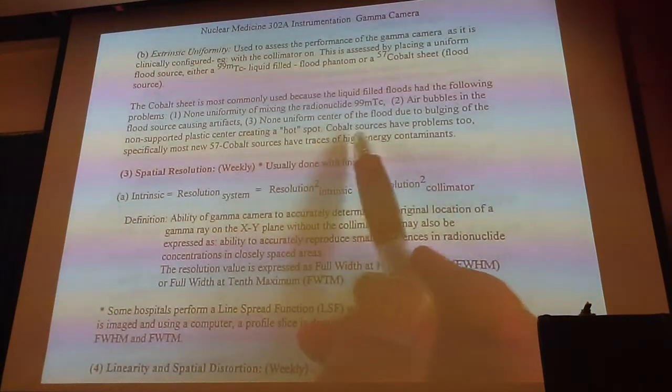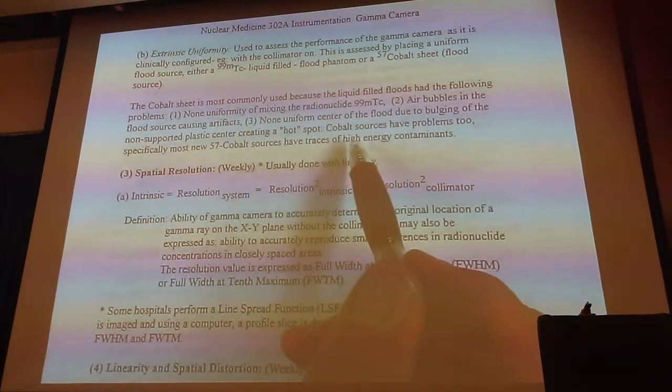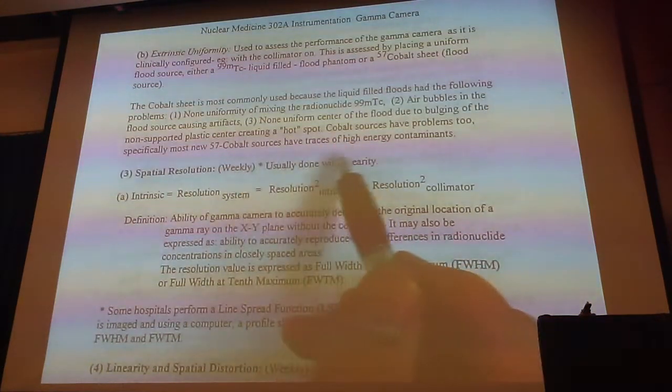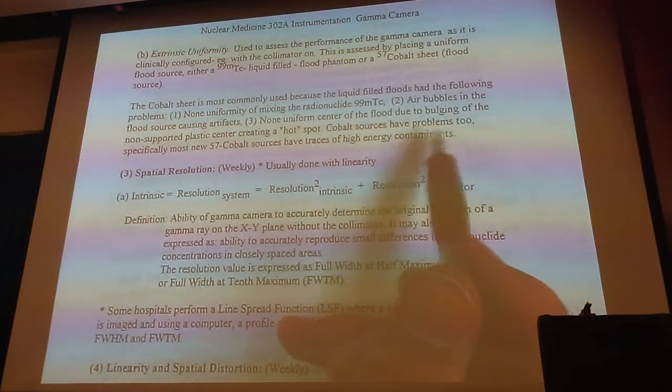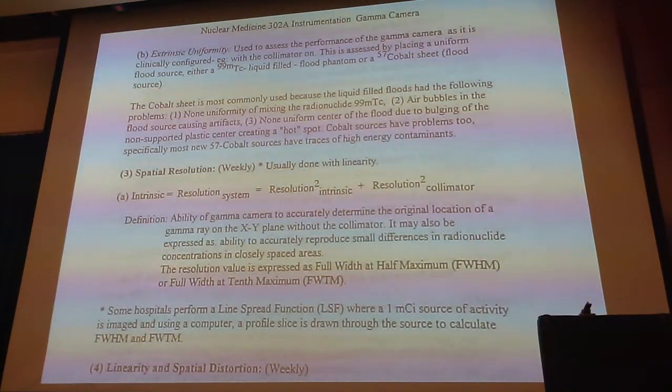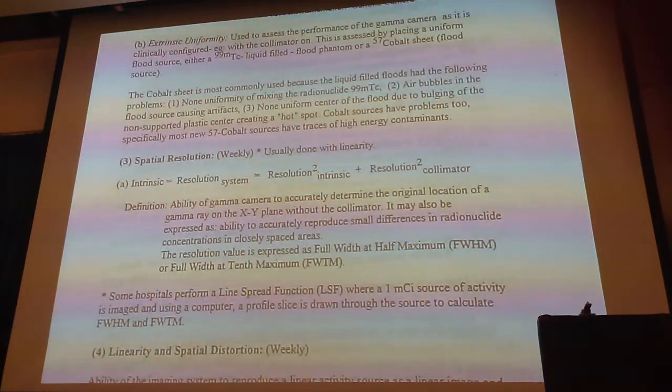But I also put down here too that cobalt sources. Can anybody tell me what trace high energy contaminants it may have in it? The cobalt sources? When they make a cobalt source up, they don't ship it to you immediately. They let it sit for a month. Then they ship it to you. So my question is, what would be the other contaminant that you'd have to be concerned of?